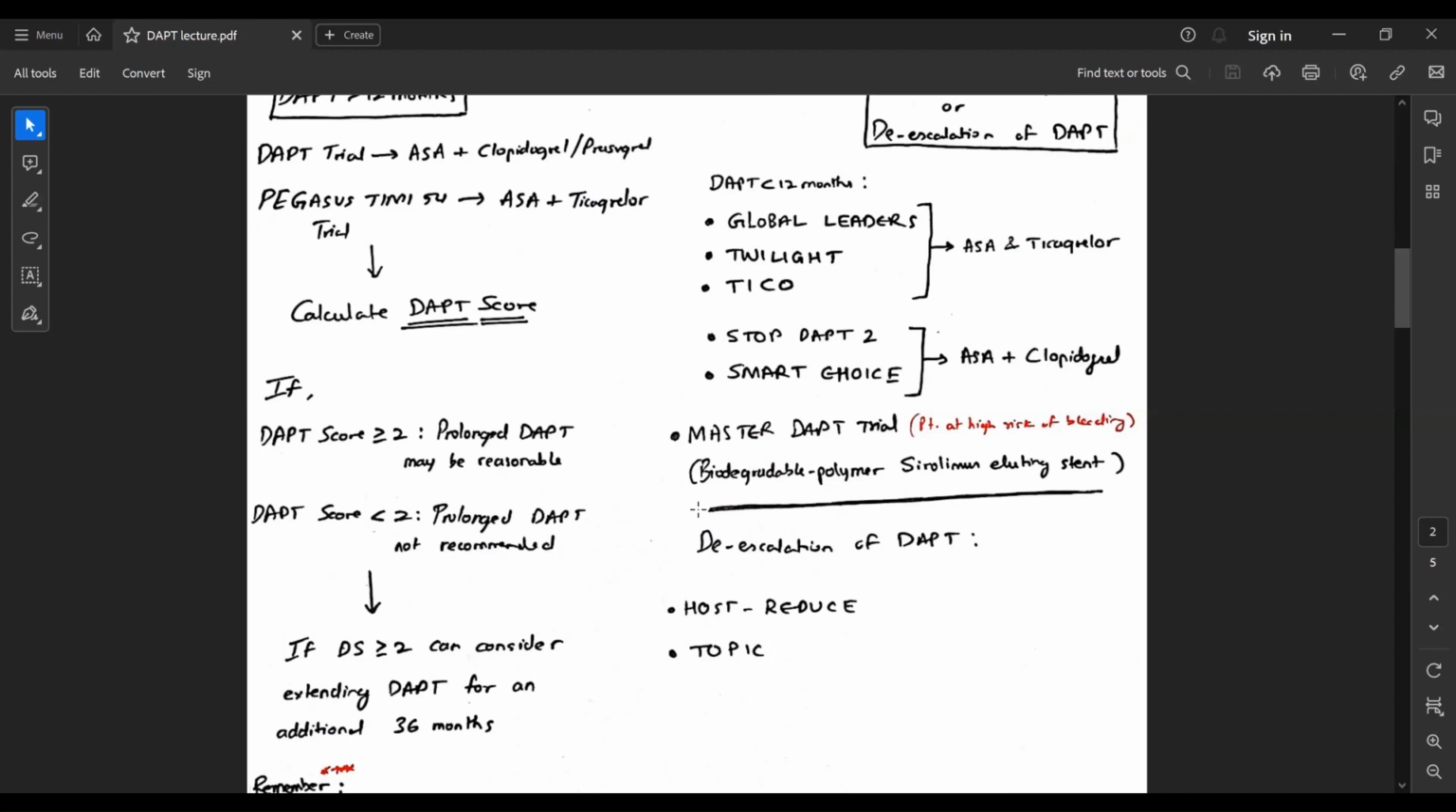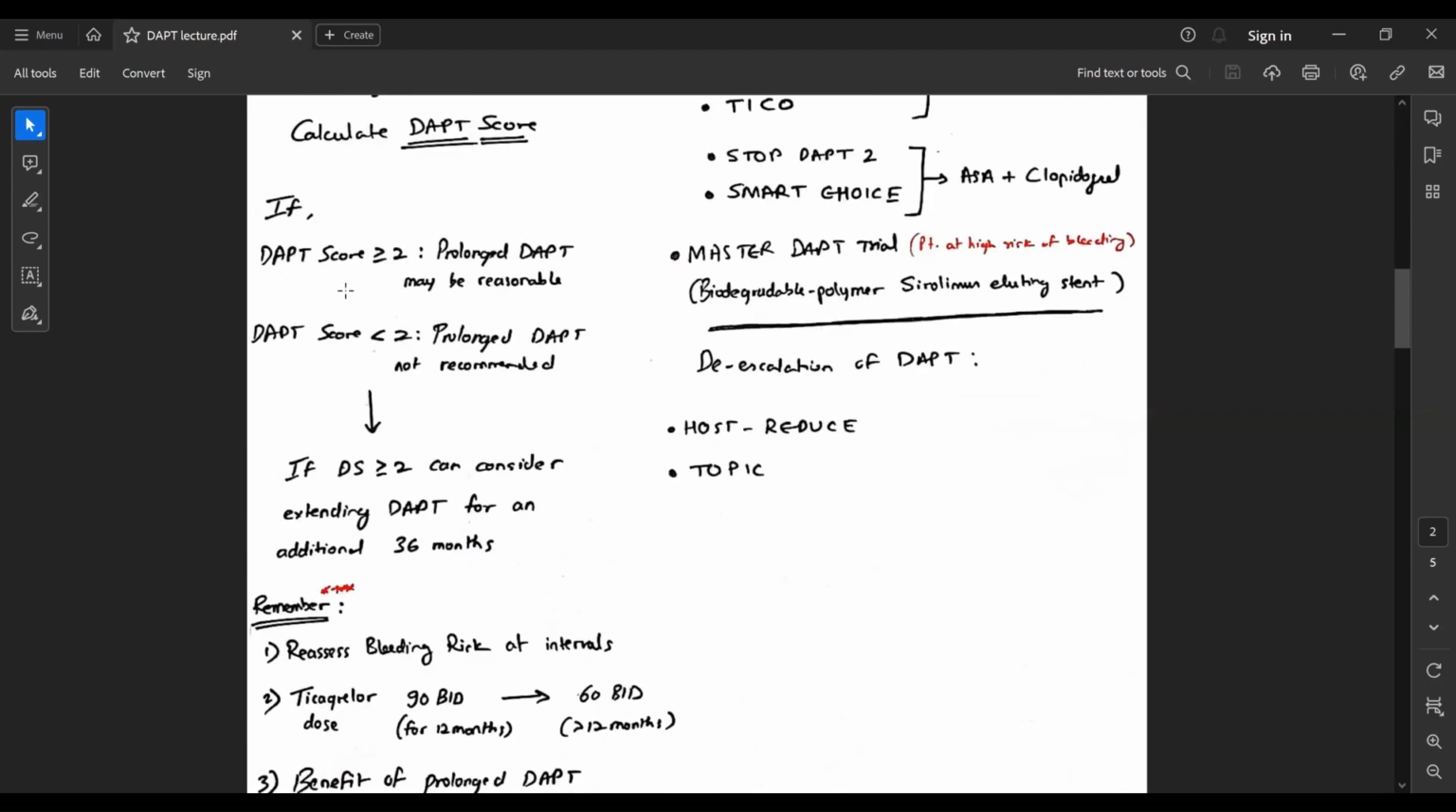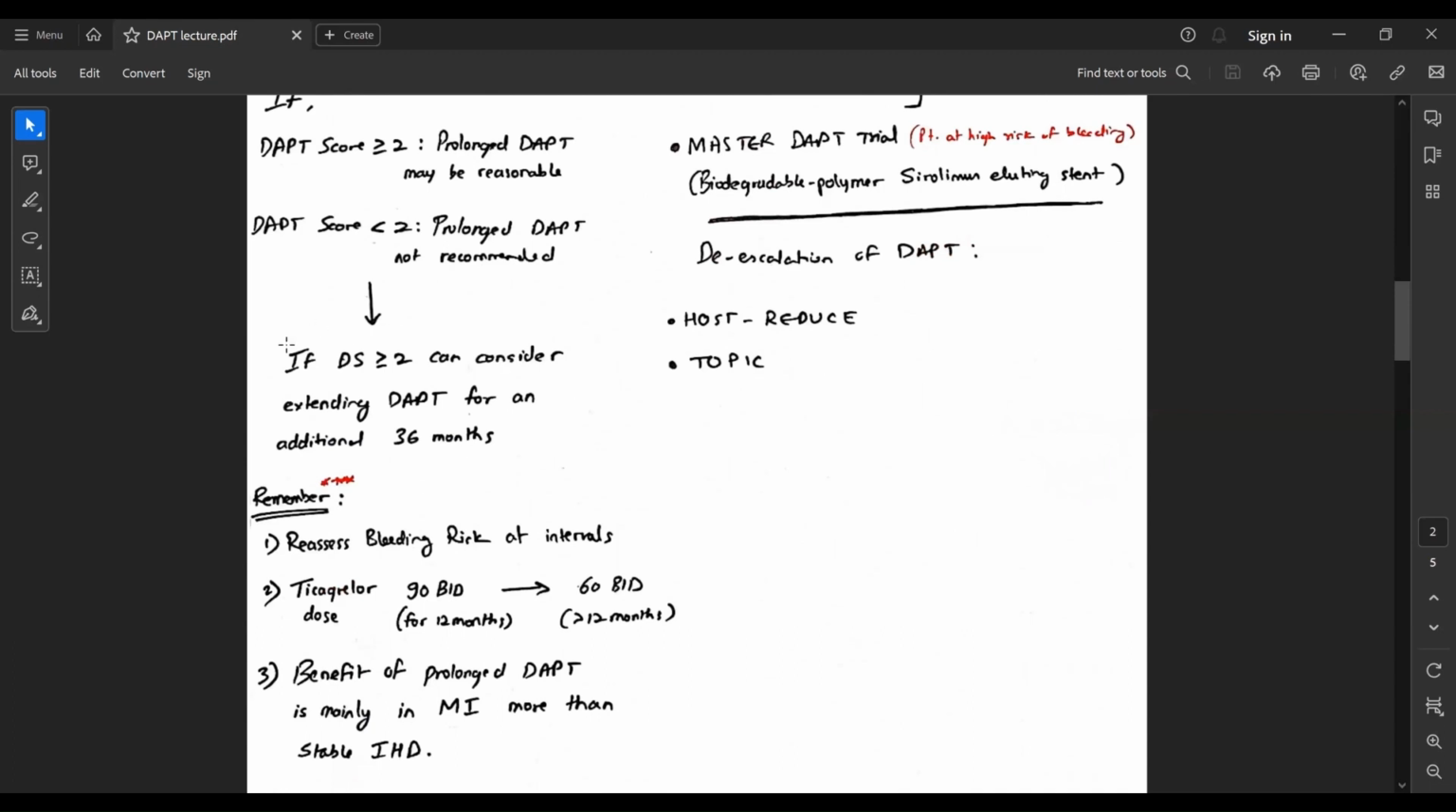Now, in these cases, the DAPT score, if it is more than equal to 2, you will consider prolonged DAPT in these kind of patients. And if the DAPT score is less than 2, you will not recommend your patients to be on prolonged DAPT beyond 12 months. Then you can just switch them to a single antiplatelet agent. Now, you can consider giving them dual antiplatelet therapy for an additional 36 months.